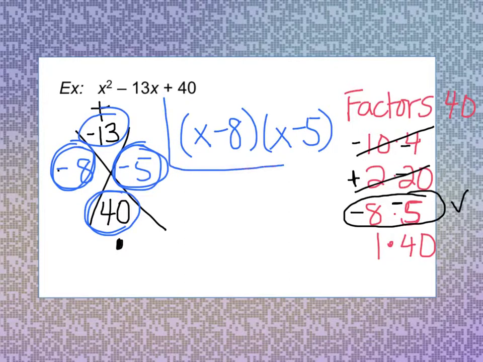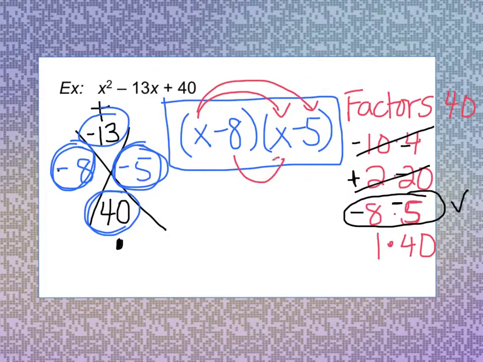Now I'll have x minus 8 multiplied by x minus 5. And I just factored the trinomial. So once again, remember you're going to need the check. You could also do the distributive property. Distribute x to the x and to the negative 5. And then negative 8 to the x and negative 8 to negative 5. And you should get back this trinomial to check your answer.